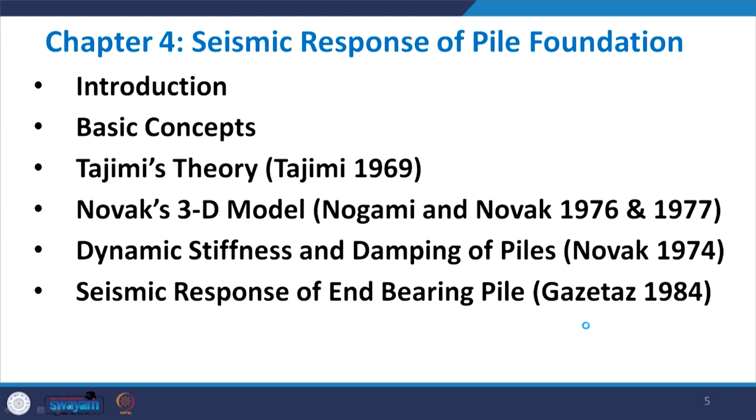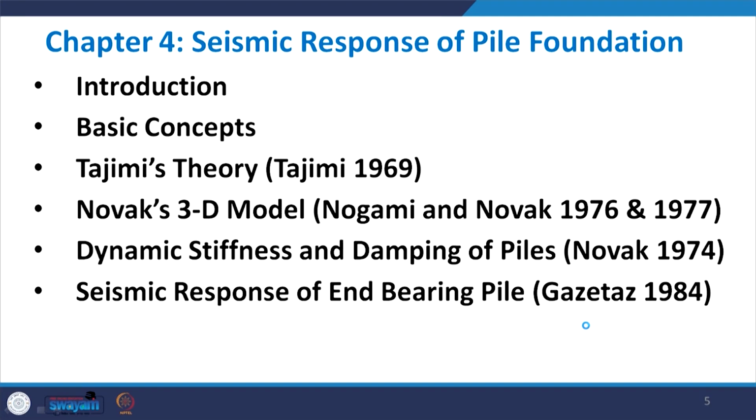So, we are going to talk first about dynamic impedance, then natural frequencies, and then seismic response also. So, let us talk about seismic response of piles, and this chapter, the so-called chapter 4, will be covered under these topics. We are going to talk about the introduction to seismic response, and the basic concepts.